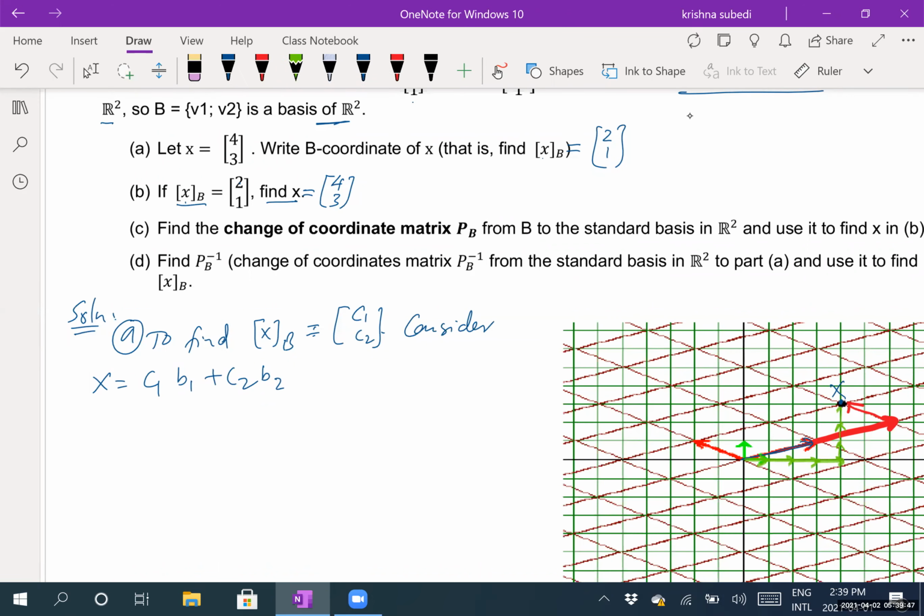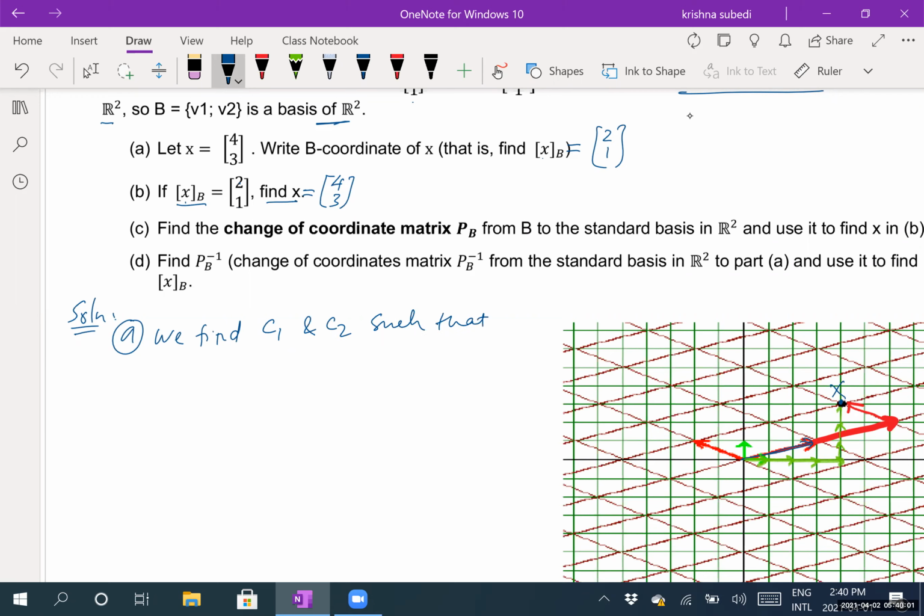Let me write it in another way. Just give me 1 second. Let me write this in better language. So here we find C1 and C2 such that x equals C1 B1 plus C2 B2, right? Because B1 and B2 is the basis and C1 and C2 are actually the scalars. So that's what we want to find.